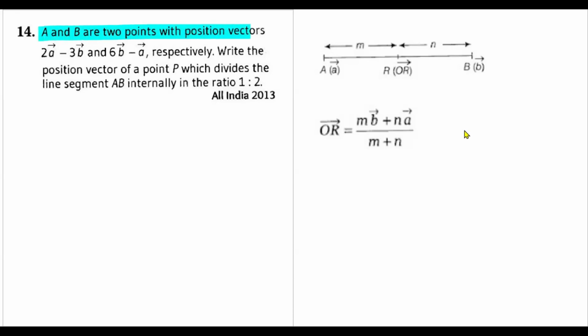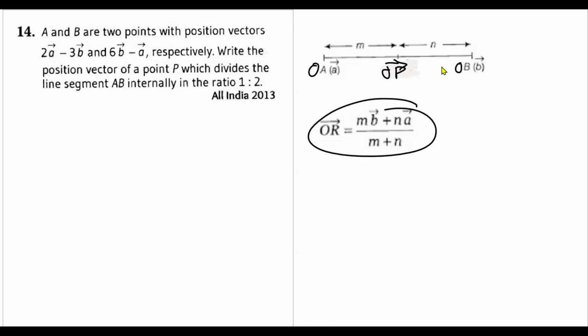The next question is for internal division. It says A and B are 2 points whose position vectors are given, the first one OA, the other OB. We have to write the position vector of P which divides the line segment internally in the ratio. If I modify the diagram here, I'll write this R as P, so we have to obtain the OP vector. This is OP vector here, this is OA vector, and this is OB vector.